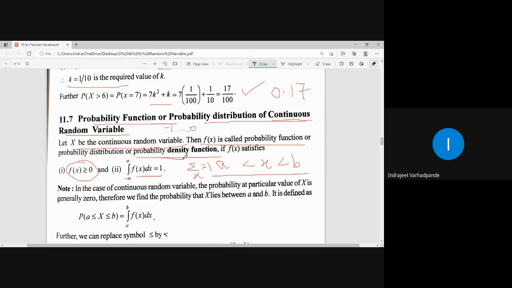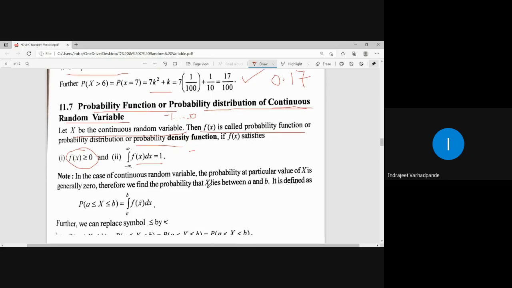In case of discrete random variable, we were calling it a probability mass function. In case of continuous random variable, it will be a density function. And what are the conditions to be satisfied? f of x should be greater than or equal to 0, and secondly, integral from minus infinity to infinity f of x dx is equal to 1.